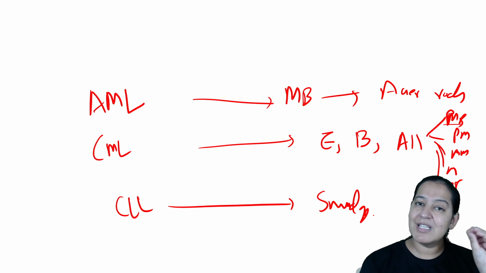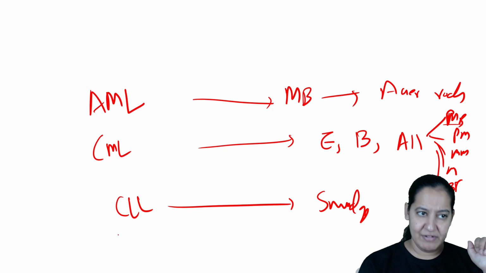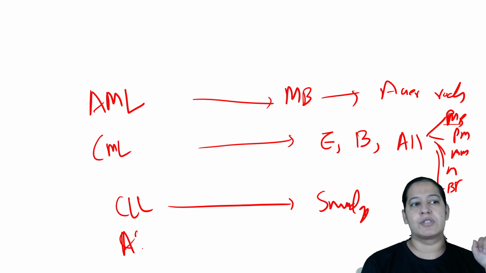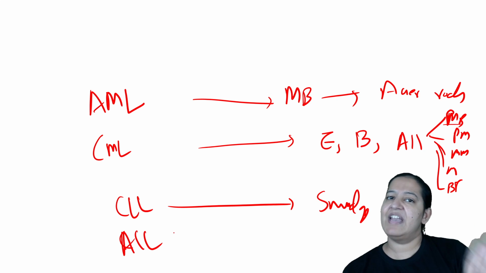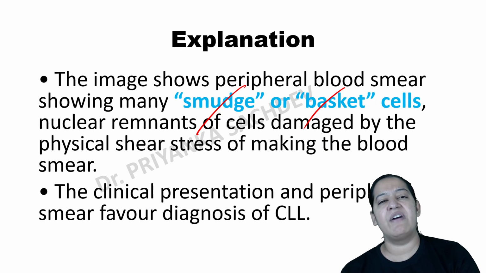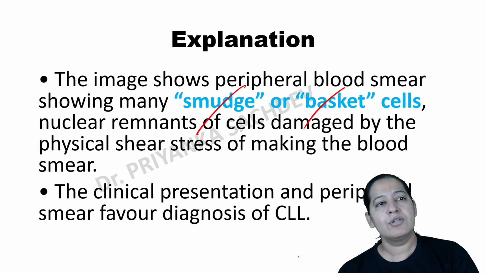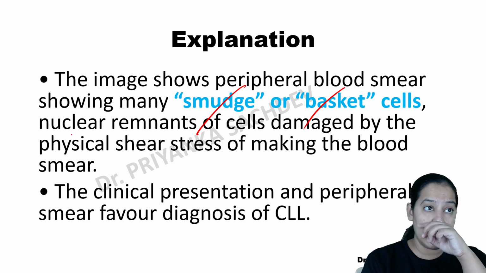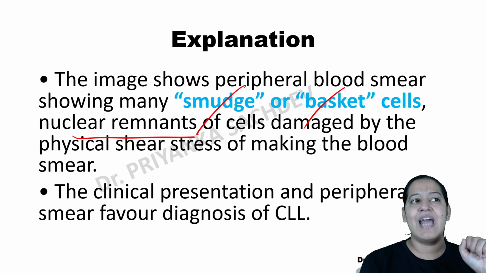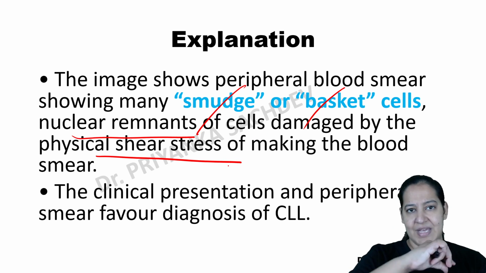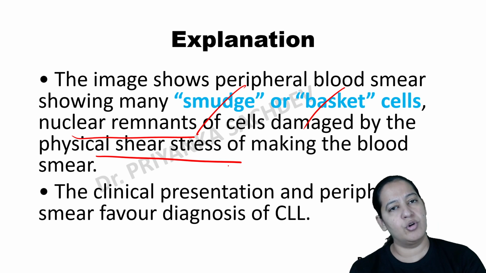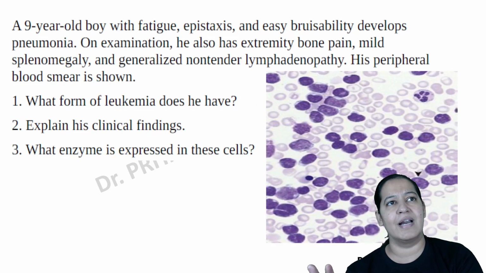So the smear is very typical of all four types. I will tell you ALL also. Looking at the image, you can identify which type of leukemia out of the four it is. So smudge and basket cells are the nuclear remnants of cells damaged by the physical stress while making the smear. Have you got it? That is CLL.